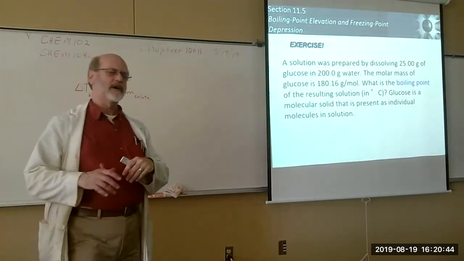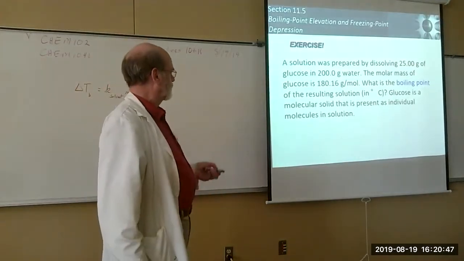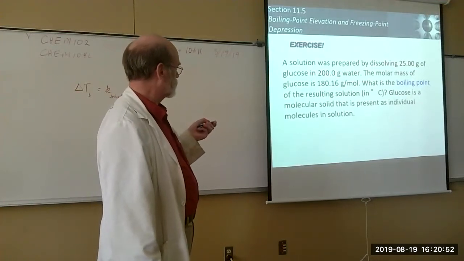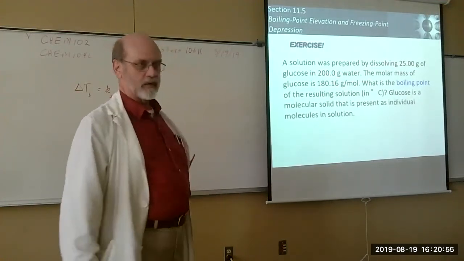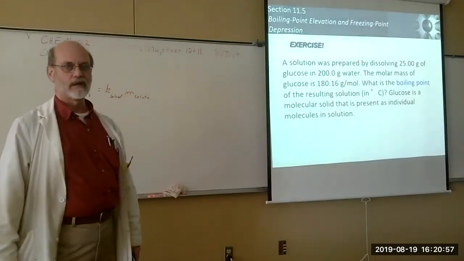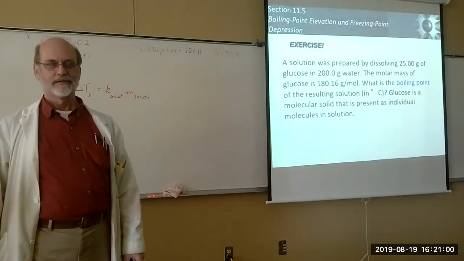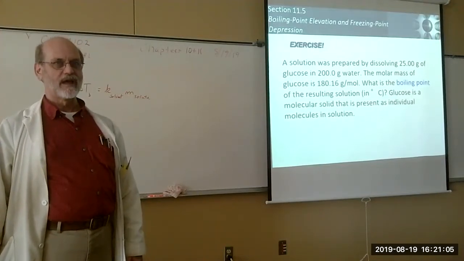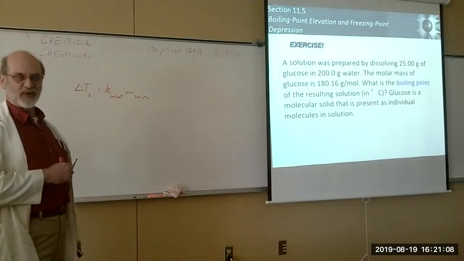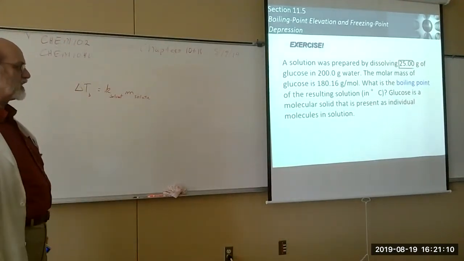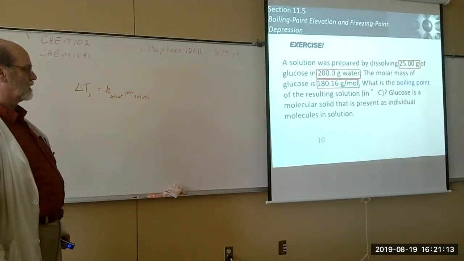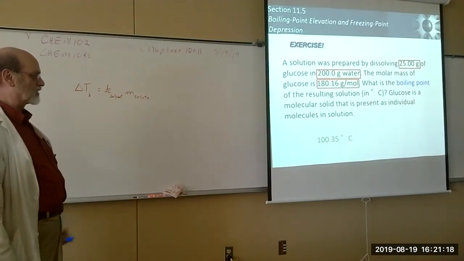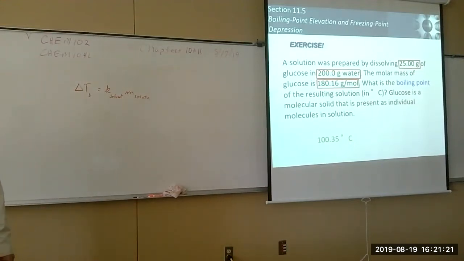But let's do it qualitatively. If you add 25 grams of glucose in this much water, is the boiling point going to go up or down? Think of the definition. What does it say? Boiling point elevation, right? Boiling point's going to go up. And if we had all the information we needed, we would be able to calculate. But it went up, not by much, but some. 0.35 degrees.